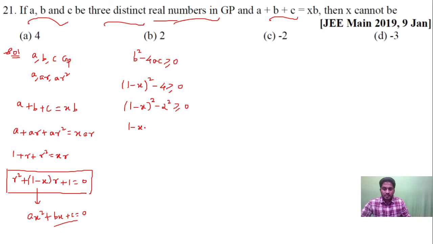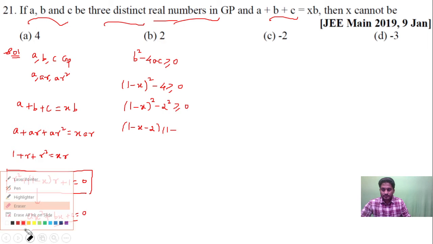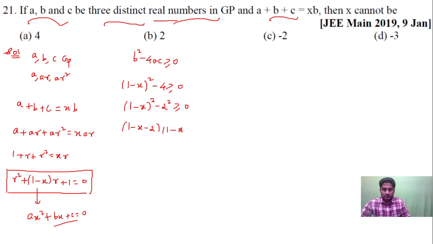a square minus b square is (a minus b) into (a plus b). So (1 minus x minus 2) into (1 minus x plus 2) is greater than or equal to 0. So I can write this as (minus x minus 1) and then (minus x plus 3) greater than or equal to 0. Take 2 minus signs and multiply, it will be plus. So it is (x plus 1) into (x minus 3) greater than or equal to 0.